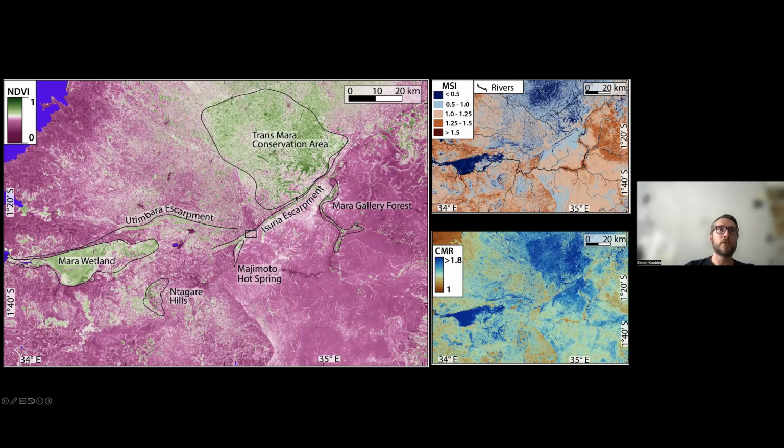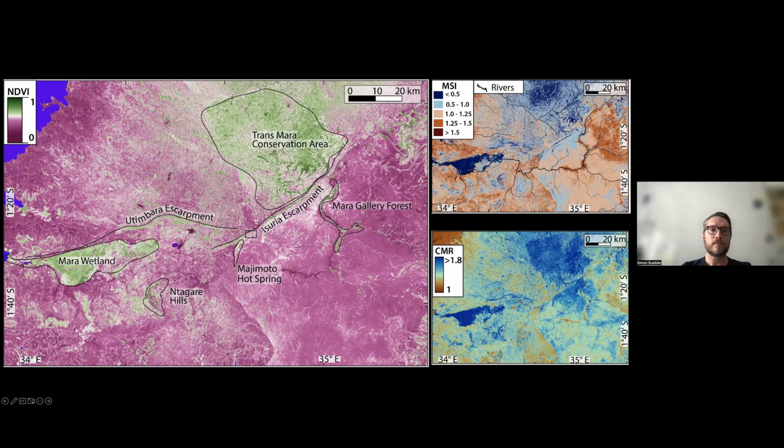So you can see along the Isuria escarpment, the Utimbara escarpment, the fault-controlled Mara wetland, and also fault-controlled hot springs in that region, that you have some stable regions of vegetation, which also correlate with the distribution of soil moisture. So the soil moisture stress is the lowest along the tectonically active region, and also the accumulation of clay, that's the clay mineral ratio, is also among the highest along the active fault zone. So there's a combination of different features that are positively correlated to the activity of faults in that region.